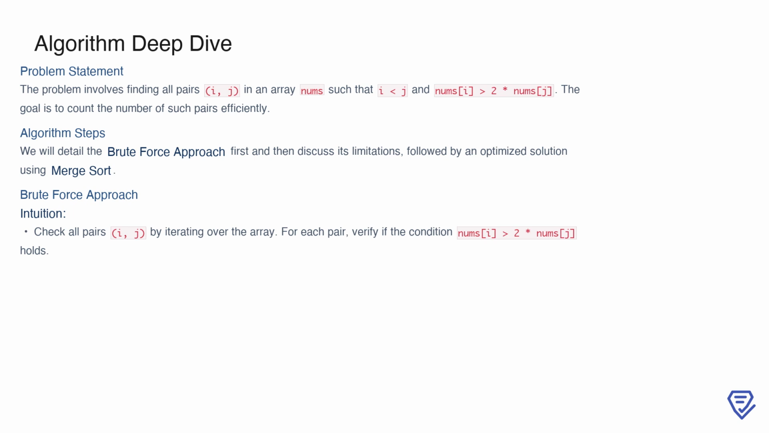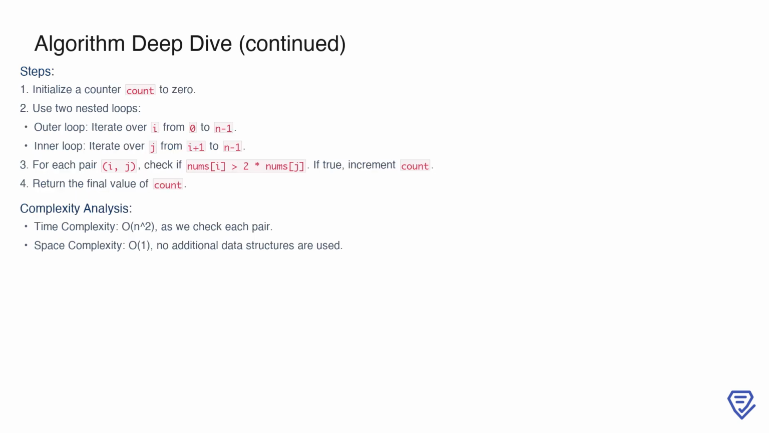Starting with the brute force method, the idea is simple. For every pair of indices in the array, we check if the given condition holds true. While straightforward, this approach can become computationally expensive, especially for larger arrays, as it involves examining all possible pairs one by one. In the brute force approach, we begin by initializing a counter, count, to 0. This counter will keep track of the number of valid pairs.